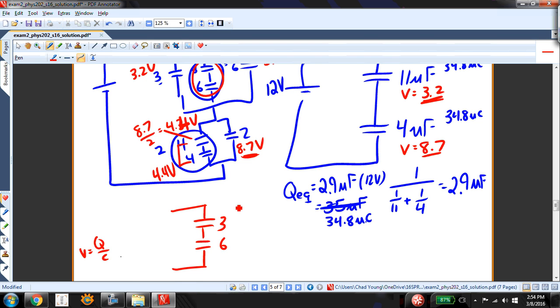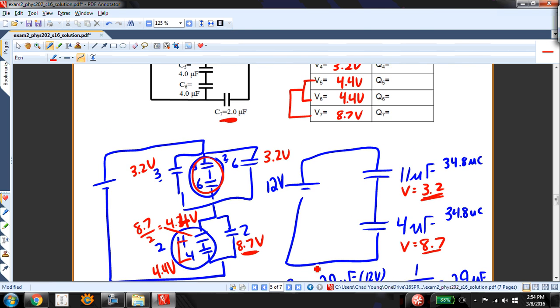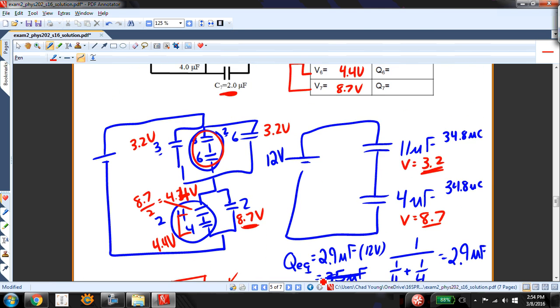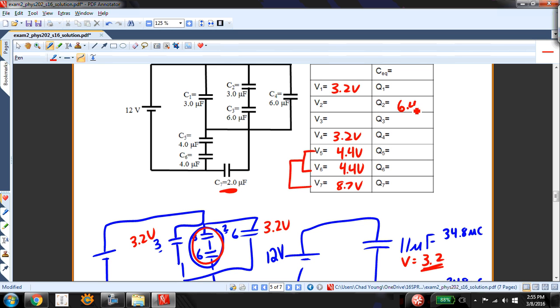Between them, they have 3.2 volts. So the charge on the 3 and the 6, which is going to be our Q equivalent, is 2 microfarads, that's my capacitance and the equivalent of these two capacitors, times the voltage across those two capacitors, which is 3.2 volts. And so that charge is going to be 6.4 microcoulombs. I can go ahead and put that up here. 6.4 microcoulombs.